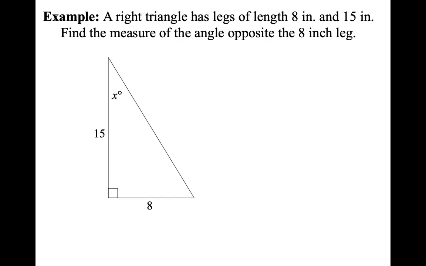Next, we're going to take a look at this triangle here. A right triangle has legs of length 8 inches and 15 inches. Find the measure of the angle opposite the 8-inch leg. So we draw a right triangle, with the two legs surrounding the right angle, 8 and 15, and then our unknown angle is opposite 8. So that's where we can see x degrees.